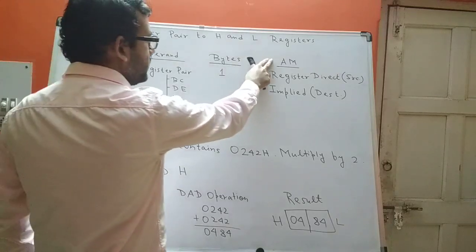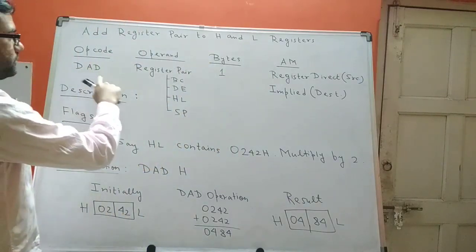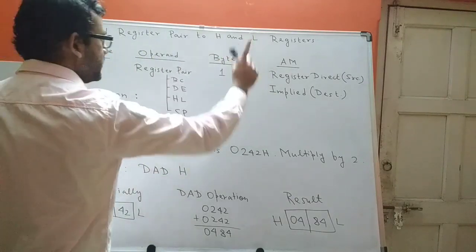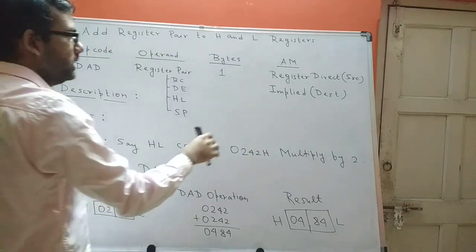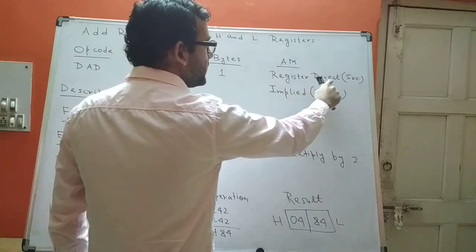Look at the addressing mode. This is a 1 byte instruction. The opcode is DAD. This is what the instruction does: it adds register pair to H and L registers. You will see this in the example shortly. And what about the addressing mode? The addressing mode is register direct.